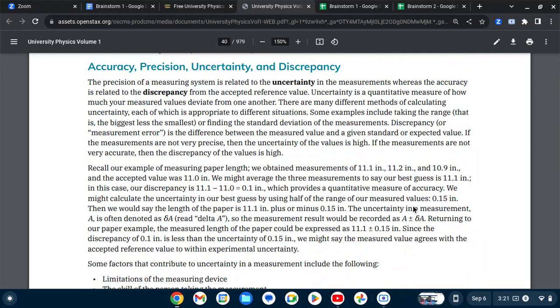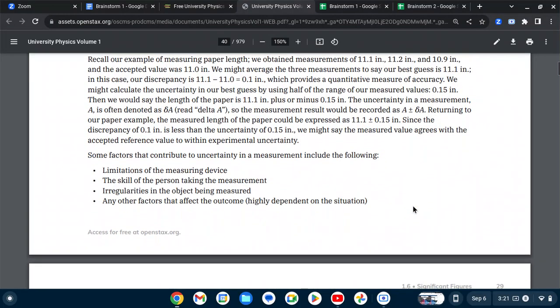Discrepancy is the difference between the measured value and a given standard or expected value. If the measurements are not very precise, then the uncertainty of the values is high. If the measurements are not very accurate, then the discrepancy of the values is high. Recall our example of measuring paper length. We obtained measurements of 11.1, 11.2, and 10.9 inches, and the accepted value was 11 inches.